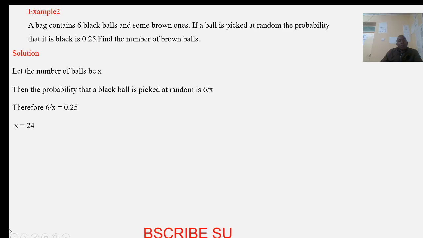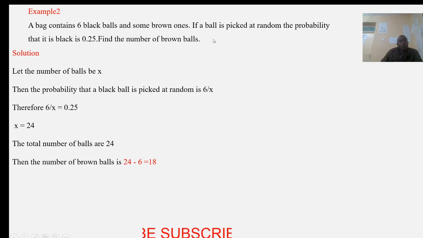And you are asked for the number of brown balls. The number of brown balls will be 24 minus 6, since the number of black balls is 6, which is 18.